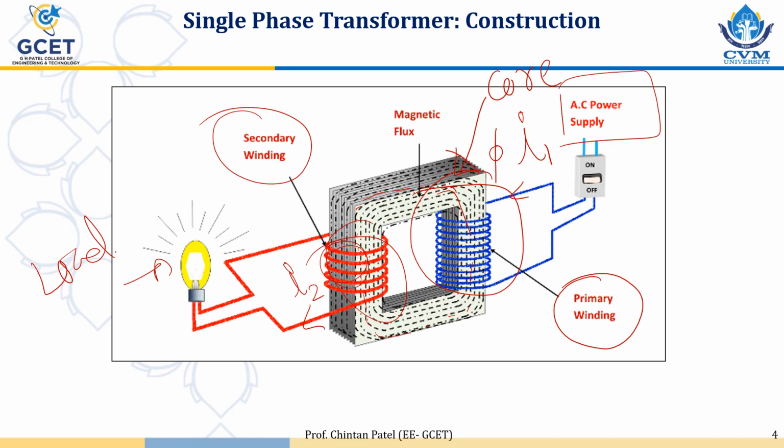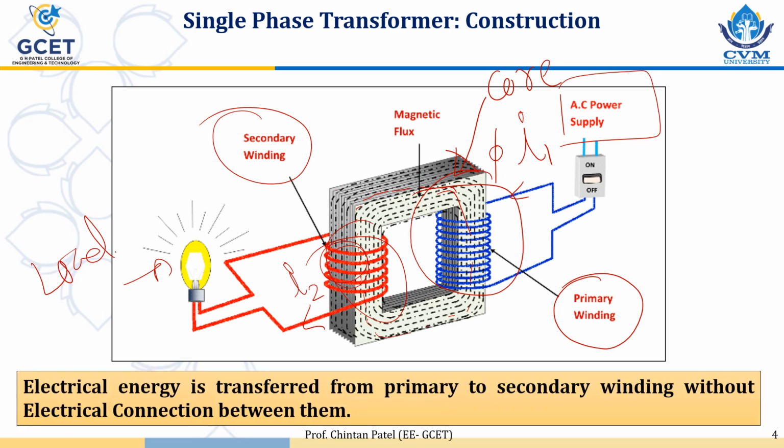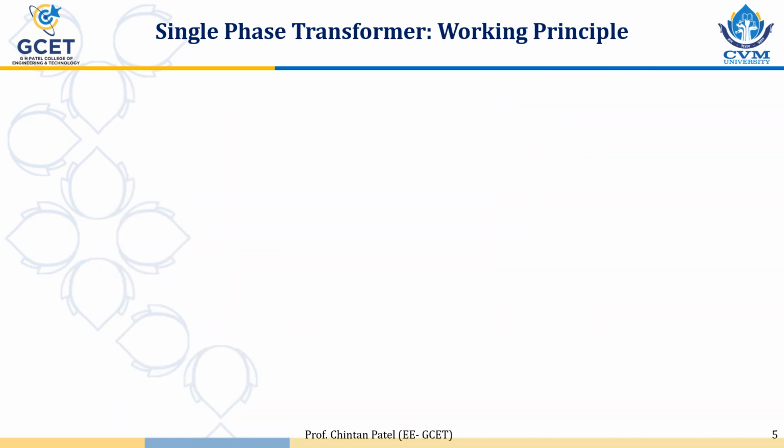So this is nothing but mutually induced EMF. Change in current in one coil will induce the current in second coil, mutually induced EMF. And by doing so, the electrical energy from primary is transferred to the secondary winding without any electrical connection between the two coils.